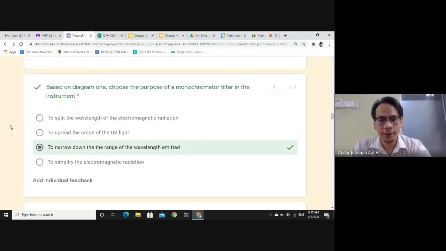Based on diagram 1, choose the purpose of a monochromator filter. So this is what I explained tadi. Jawapannya adalah to narrow down the range of the wavelength emitter. Kita nak pilih specific wavelength. Faham yang tu, macam tu je. Monochromator filter hanya untuk filter wavelength yang kita nak. Okay, if you understand, you can explain in your own words. Kamu boleh nampak, okay, mana satu yang macam saya faham. Split wavelength salah. Spread the range of the UV light pun salah. Simplify the electromagnetic radiation pun salah. So you can eliminate.